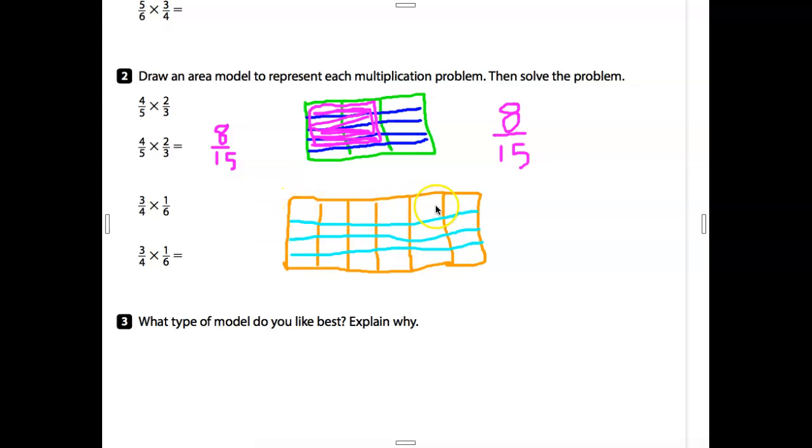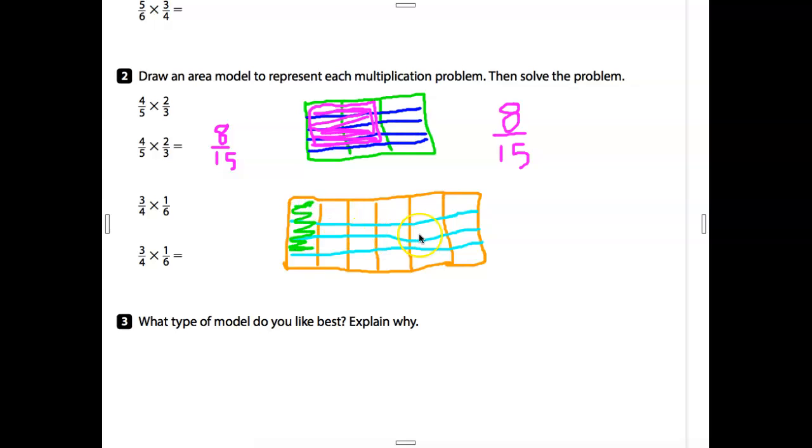So this is divided into 6, and we're talking about 1/6. So we're talking about 1/6 right here. So this part right here is 1/6. And then we have to find 3/4 of that. So we're going to shade in this 1/6, but only 1, 2, 3/4 of it. So this is what we're going to shade in right there.